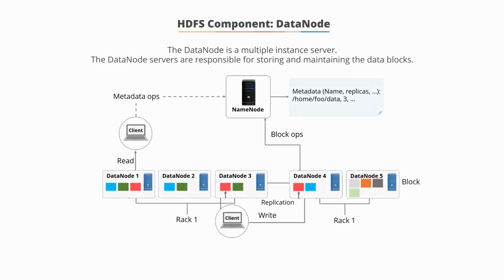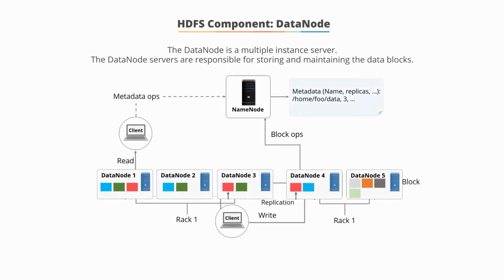The data node is a multiple instance server. There can be n number of data node servers. The number depends on the type of network and the storage system. The data node server stores and maintains the data blocks.